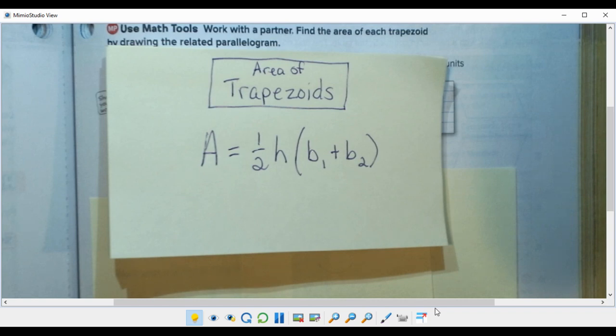So today we're going to talk about area of trapezoids. As long as you know the formula, it's not that bad. This is probably the most complicated formula that we'll deal with in this chapter. And I'm going to spend a few minutes breaking it down so you know exactly what to use to fill in what letter. All right.